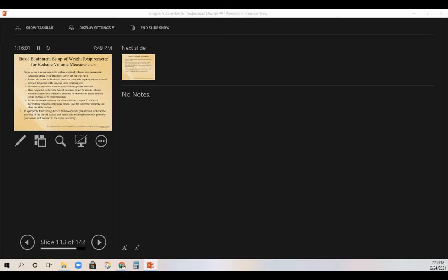So you have minute ventilation, where tidal volume equals minute ventilation divided by your rate. If, when properly set up, the device fails to operate, you should recheck the position of the on and off switch and make sure the respirometer is properly positioned with respect to the valve assembly.